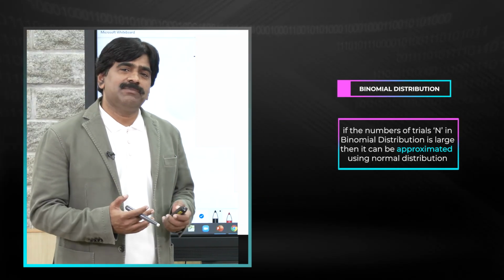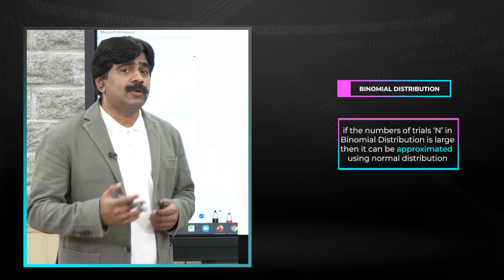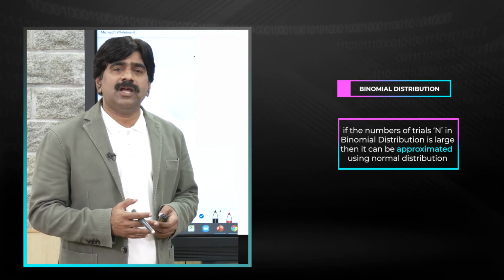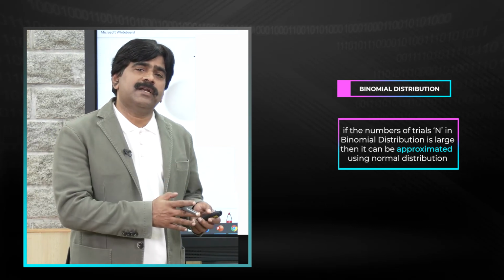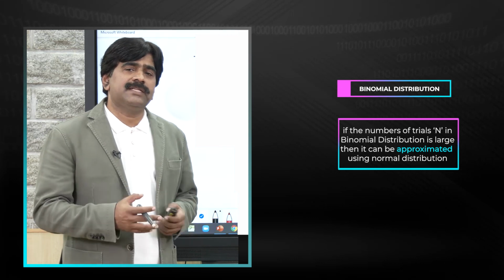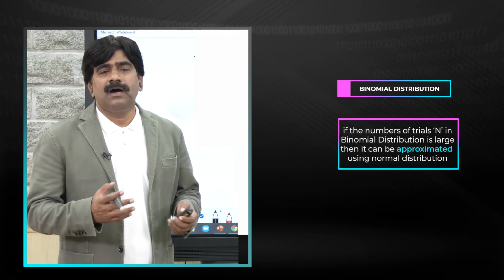There is a relationship between binomial distribution and normal distribution. If the number of trials n in a binomial distribution is large, then it can be approximated by using a normal distribution with mean np and the variance np times (1 minus p), or npq.